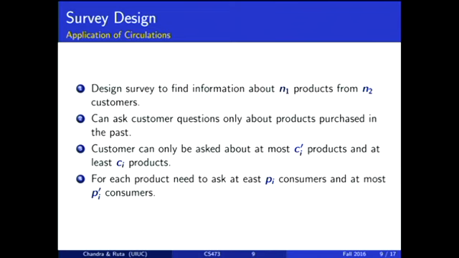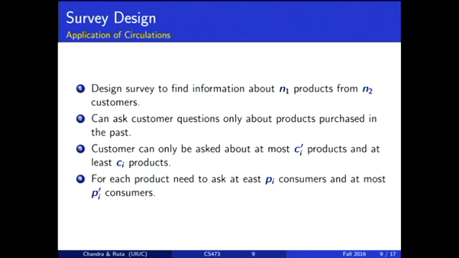You are designing a survey, right? There are n1 products and n2 customers, and you know what products each customer has purchased. For example, Amazon knows what we are doing, or many people know what we are doing. You cannot ask a customer about a product they haven't purchased. So that's one constraint. For each product, we know which customers bought it, so we can only ask questions to them.